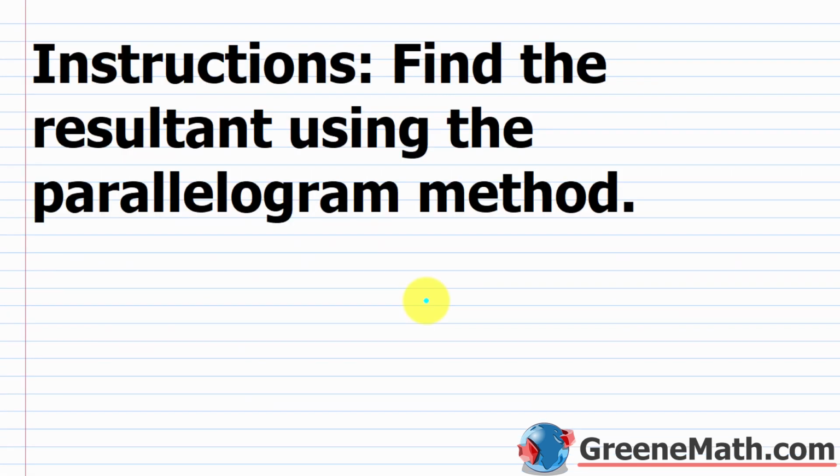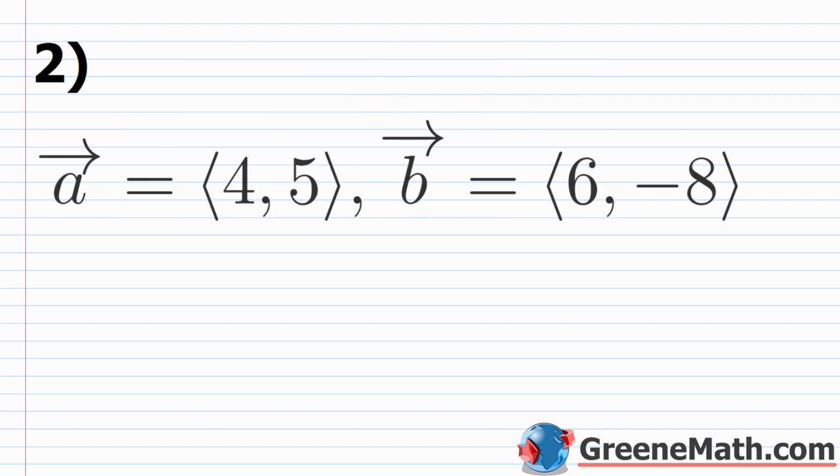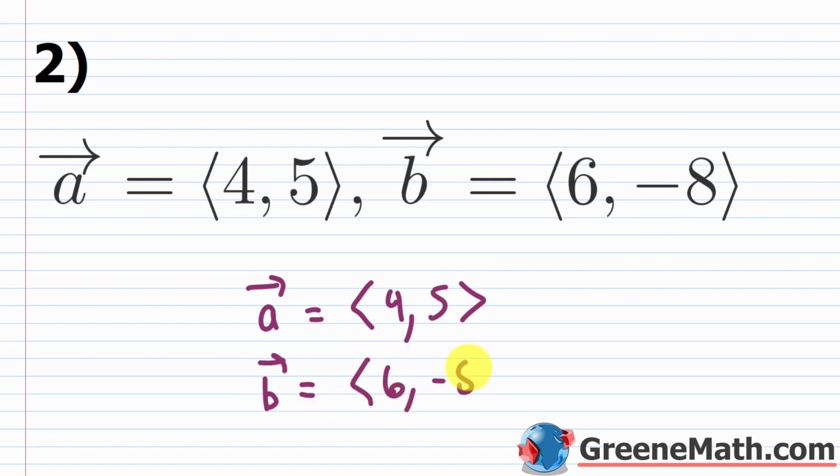All right, for the next problem, the instructions are going to change a little bit. Now we want to find the resultant using the parallelogram method. So this is just another way to show this geometrically. For problem 2, we have our vector A given to us in component form. The horizontal component is 4. The vertical component is 5. Then we have our vector B, also given in component form. The horizontal component is 6. The vertical component is -8.